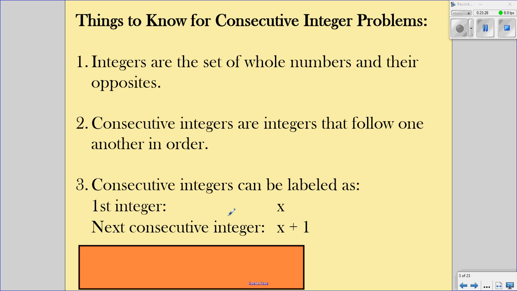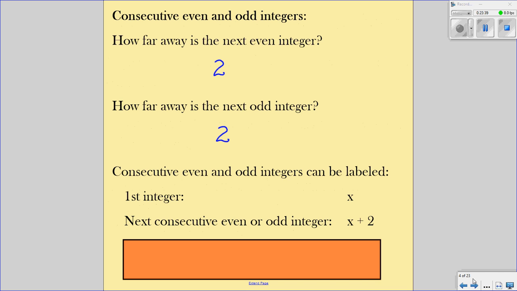And when it comes to just integers, consecutive integers, your first will be x, your next will be x plus 1, the next will be x plus 2, x plus 3, and so forth. When you have even and odd, your first integer is x, your next one will be x plus 2, x plus 4, x plus 6, and so forth. Don't get confused and put x plus 1, x plus 3, x plus 5. It doesn't work that way.